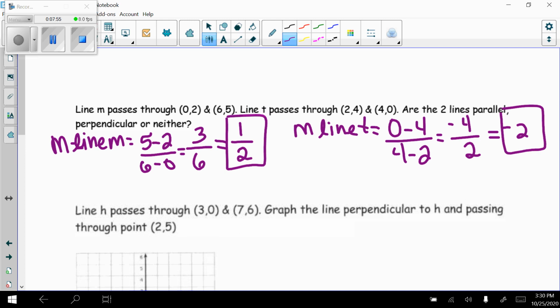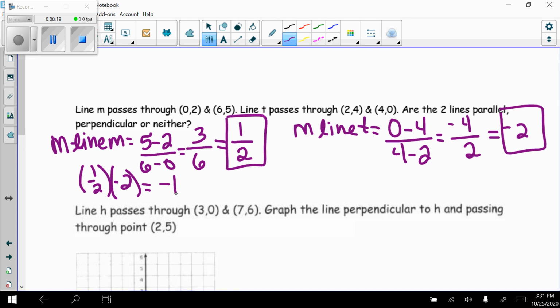Okay, obviously these are not the same slope, so I know that they're not parallel. So then I have to check to see, are they perpendicular? Remember we said that perpendicular, their product, when we multiply them together, would give me -1. So let's go ahead and check that. So 1/2 times -2 gets me -1. So I see that these are perpendicular.